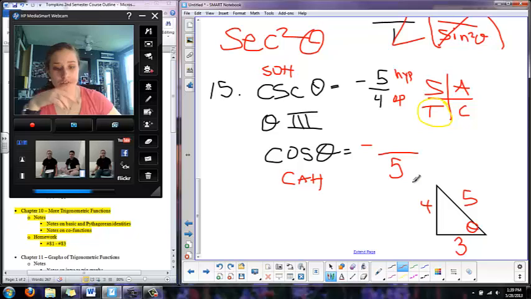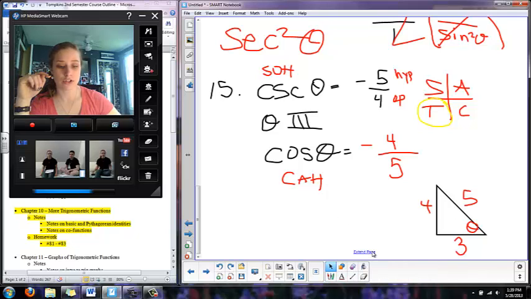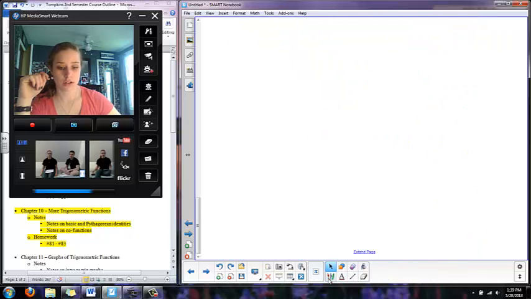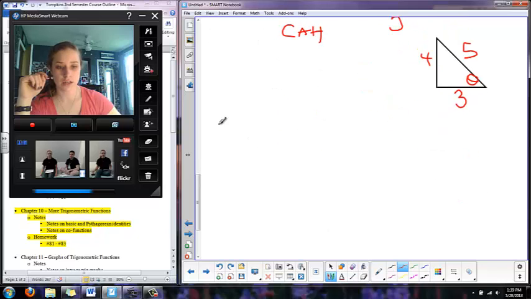So I don't even need to do this. The adjacent side is 3, so the cosine is negative 3/5. Make sure that you have that negative there, otherwise you're going to get the question wrong. Okay, that was number 15. Let's go on to 16.